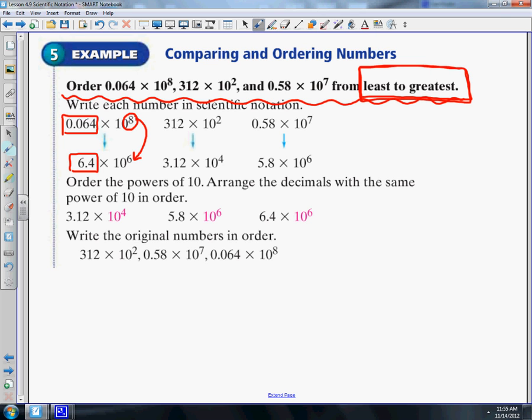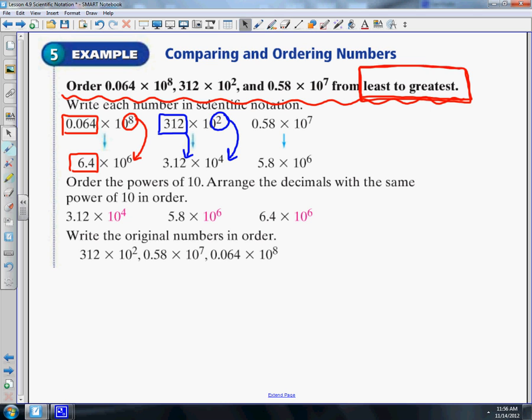If the number goes down, so 312 went down to 3.12, then my exponent goes up. So it's a little bit tricky. So whenever you're given 3 different scientific notation numbers, you want to make sure they're all written in scientific notation.